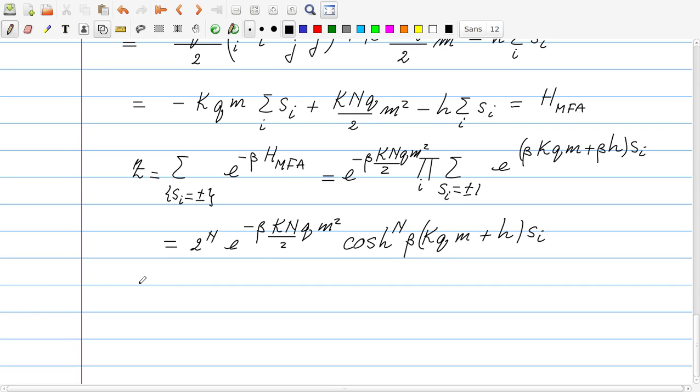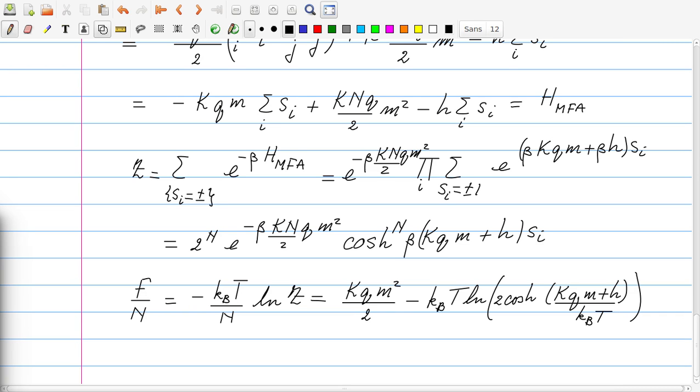And so we can calculate then also the F, that's the free energy, and let us divide it immediately by n. That gives me minus k_B T over n times log Z. And the result is then this expression, where we first have an energy term, and here this looks like an entropy term.